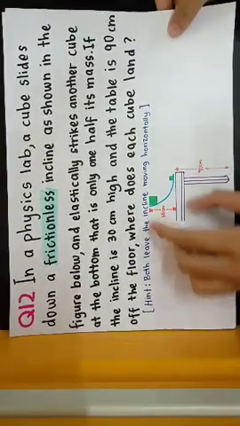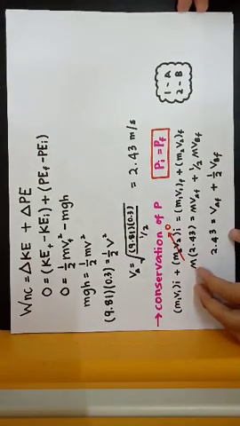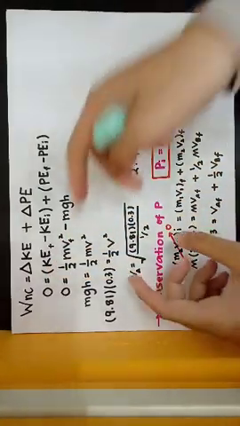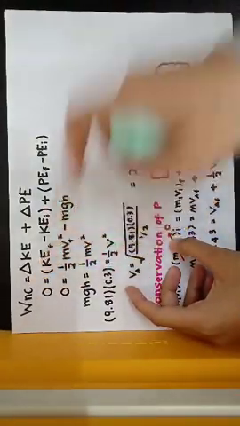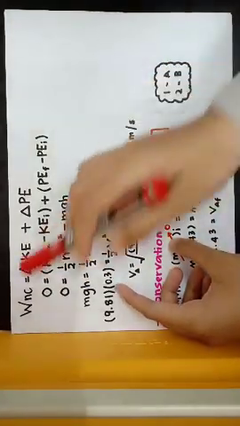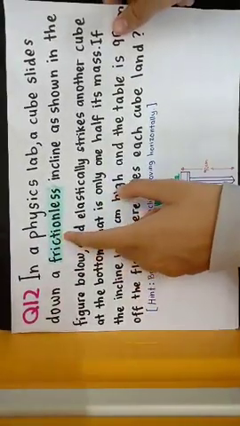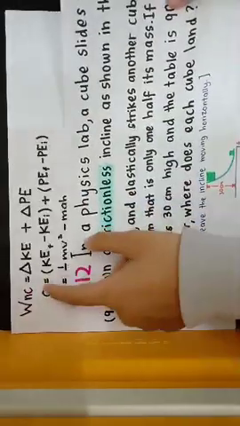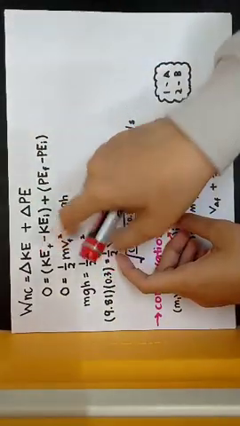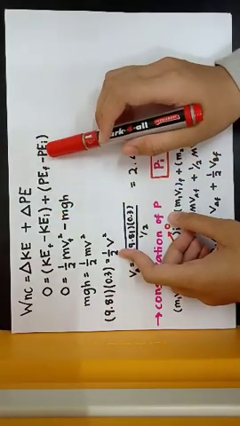So, to find where each cube lands, the first step is to apply the law of conservation of energy, where the equation given is Wnc equal to delta KE plus delta PE. Previously it was said that the incline is frictionless, so Wnc is equal to 0. So delta KE is equal to KE final minus KE initial, plus PE final minus PE initial.